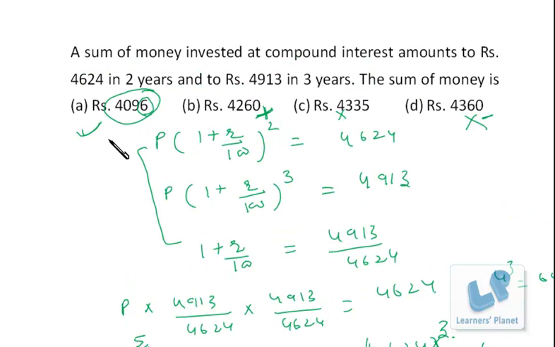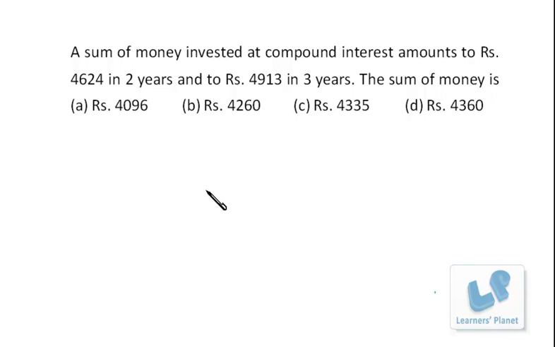Friends, there is one more way to solve this problem. Just listen to me very carefully. Try to get an approximate idea of the amount, that is the principal. This amount is going to be 4624 in 2 years and 4913 in 3 years. So in 1 year the difference is around 300. That means around 300 per annum is the interest portion.